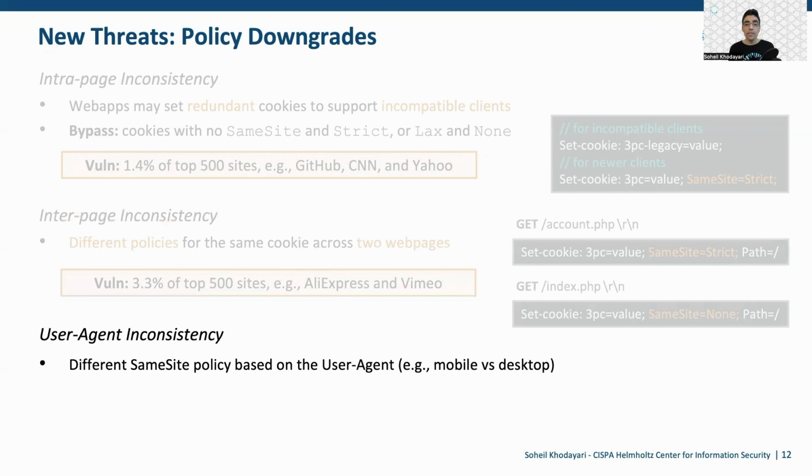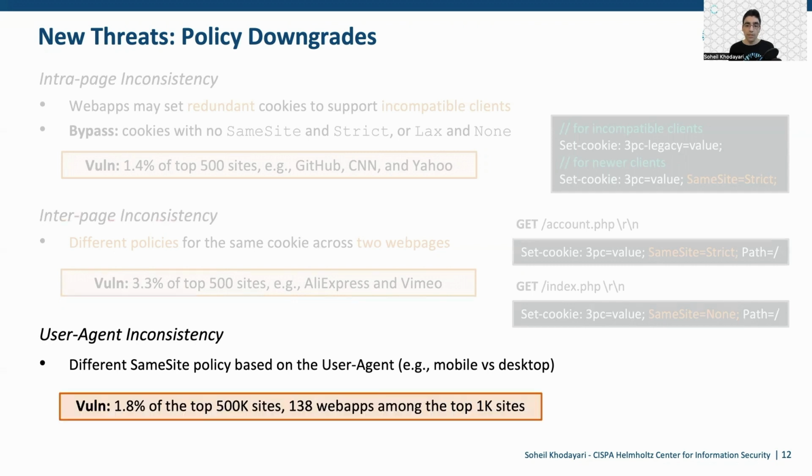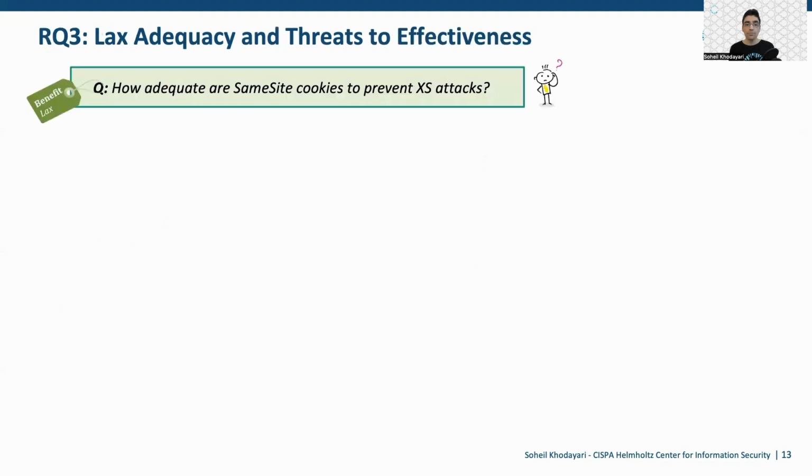And the last issue is SameSite cookie user agent inconsistency, which arises when the web app sets 2 different policies for cookies based on the incoming request user agent, for example, mobile versus desktop. And this vulnerability affects 1.8% of the Alexa 500,000 sites, 138 of which are within the top 1K ranking.